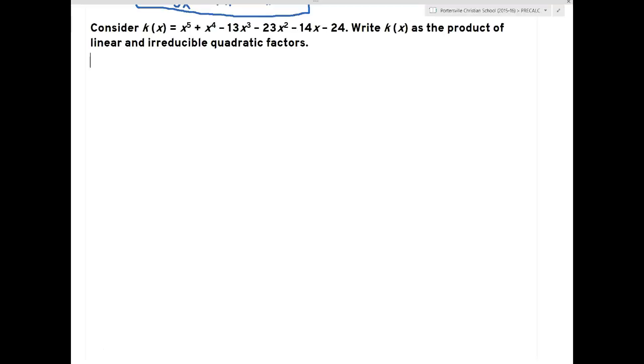Alright, now in this example we're asked to consider this function k of x and then write k as a product of linear and irreducible quadratic factors. Now, what's an irreducible quadratic factor? It's a quadratic function that can't be factored any further, something like x squared plus 1, because that's not a difference of squares with real numbers. But we're going to look at, in this particular example, a way that we can actually factor that down. But before we do that, let's write this k of x as a product of linear and whatever factor we end up with at the end.